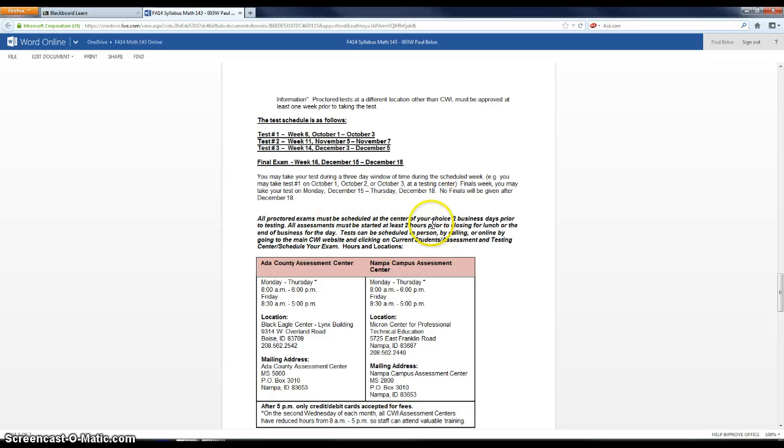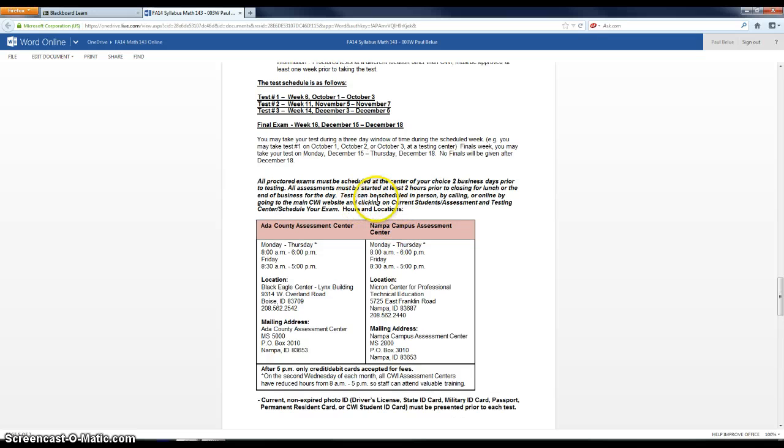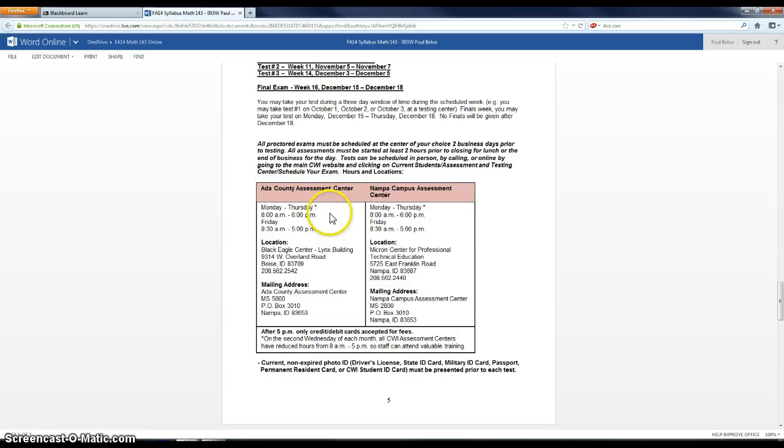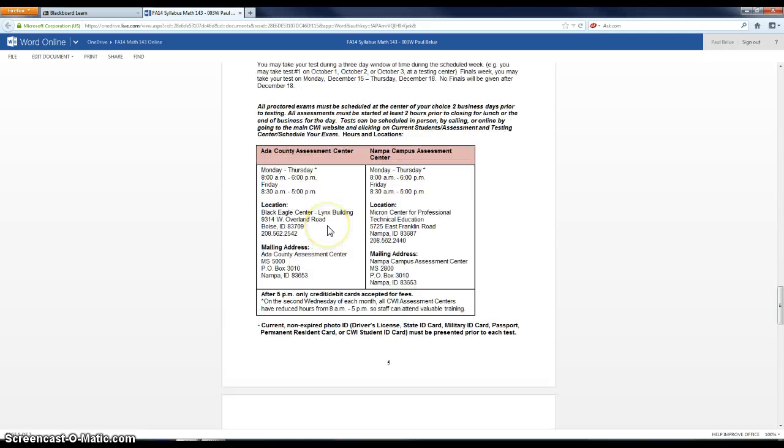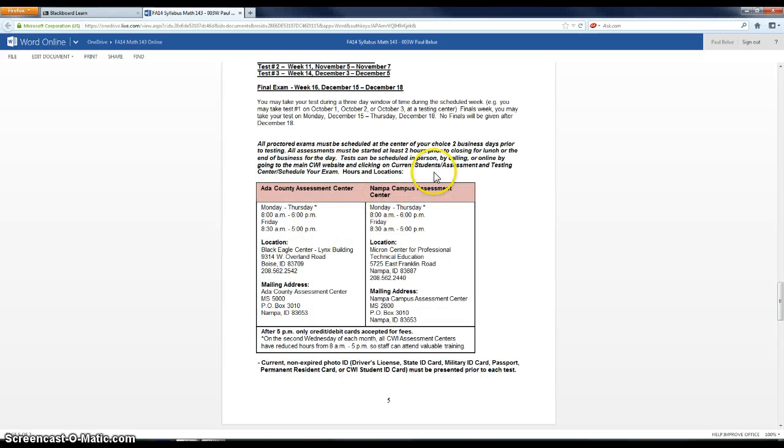Again, you need to schedule your test 2 business days prior to testing if you're calling. They now have a new feature though where you can schedule a test online, and this can be done within 24 hours. You do this by going to the main CWI website, clicking on Current Students, Assessment and Testing Center, and then clicking on Schedule Your Exam. Here are the hours and locations for the 2 testing centers at CWI. Also remember that you need to schedule a test 2 hours prior to closing so that you have enough time to finish the test.